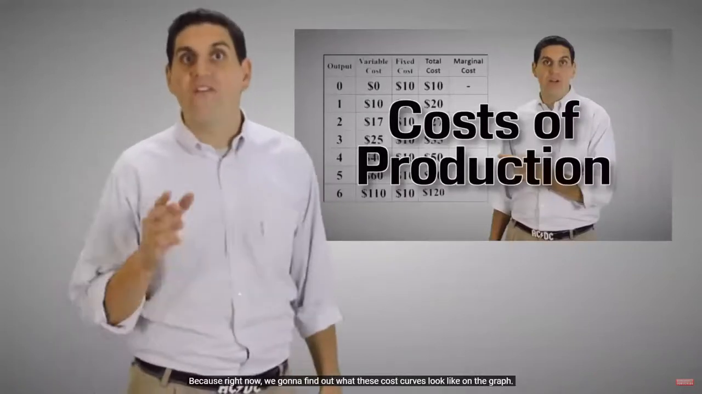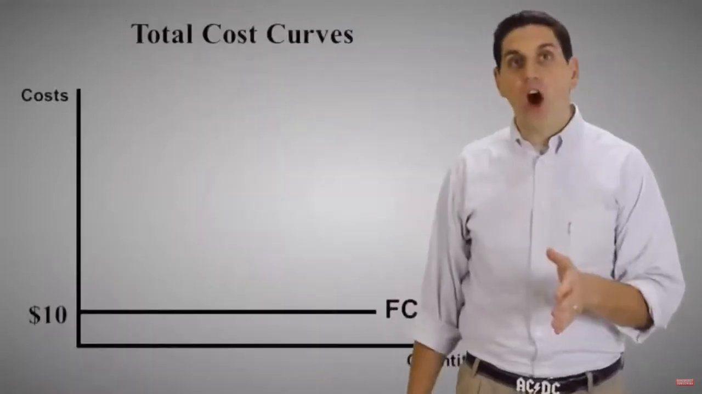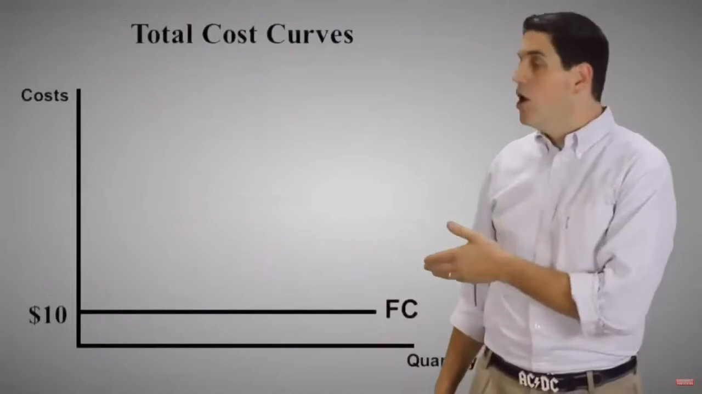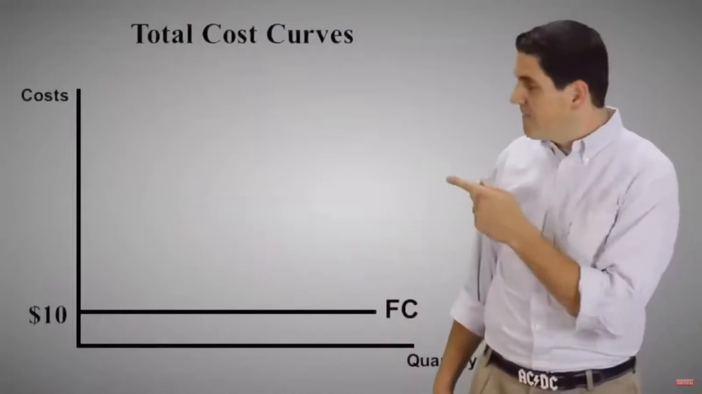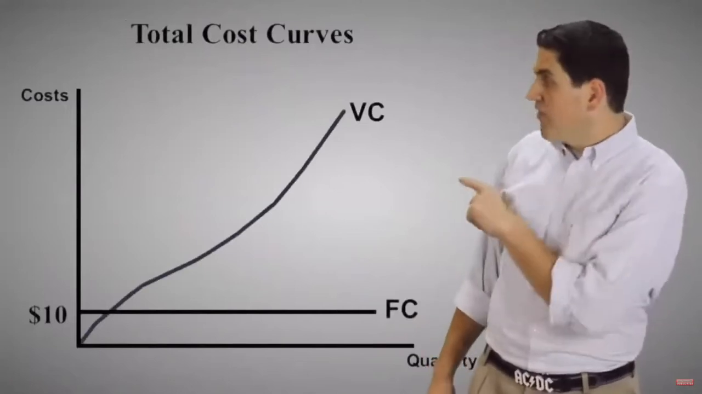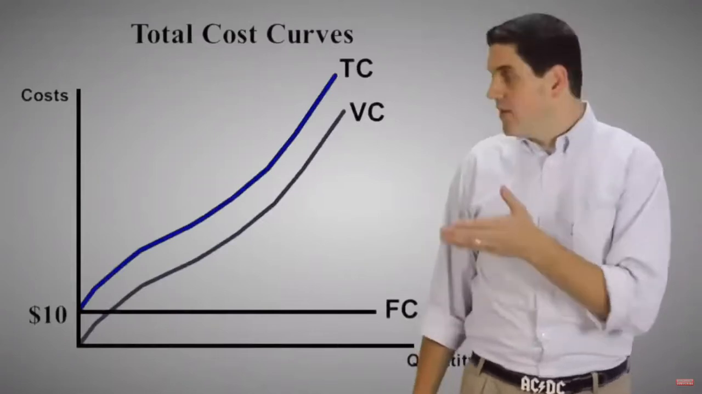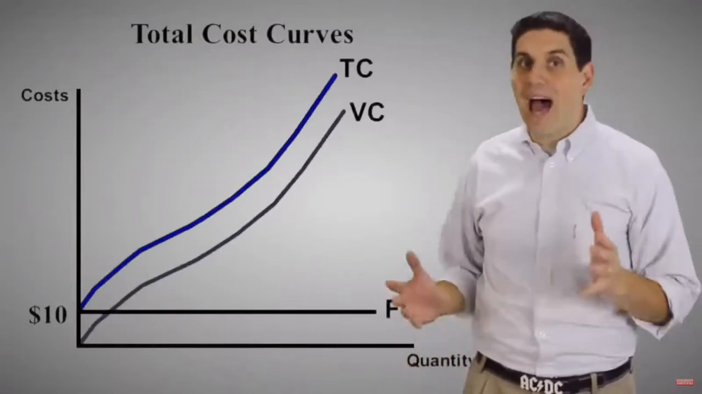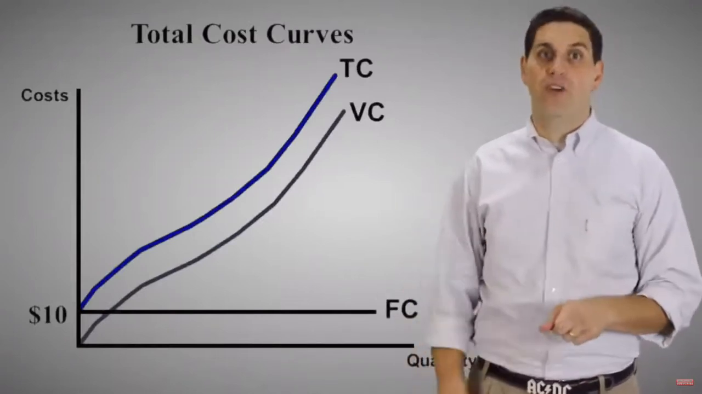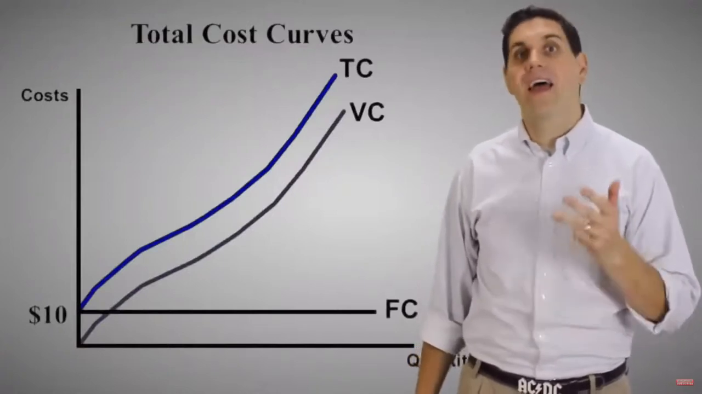Because right now, we're going to find out what these cost curves look like on the graph. If you plotted the total cost, you'd come up with a graph just like this. Right here, the horizontal line is fixed cost, and then right here is variable cost. Now, since fixed cost plus variable cost equals total cost, the total cost curve would look like that. You might see this graph on a test, but really it's not as important as the per unit cost curves. I'm talking about marginal cost, average total cost, average variable cost, and average fixed cost.